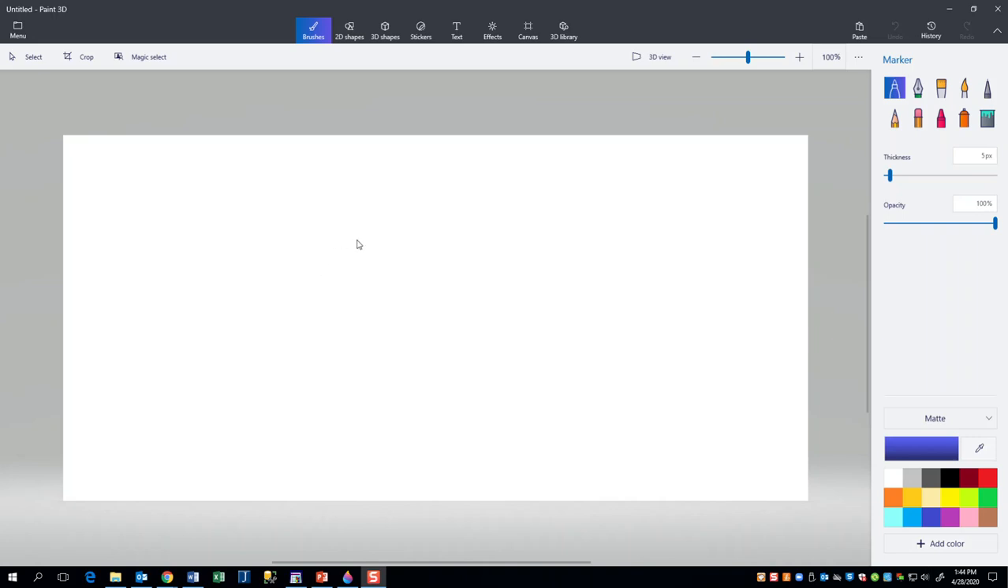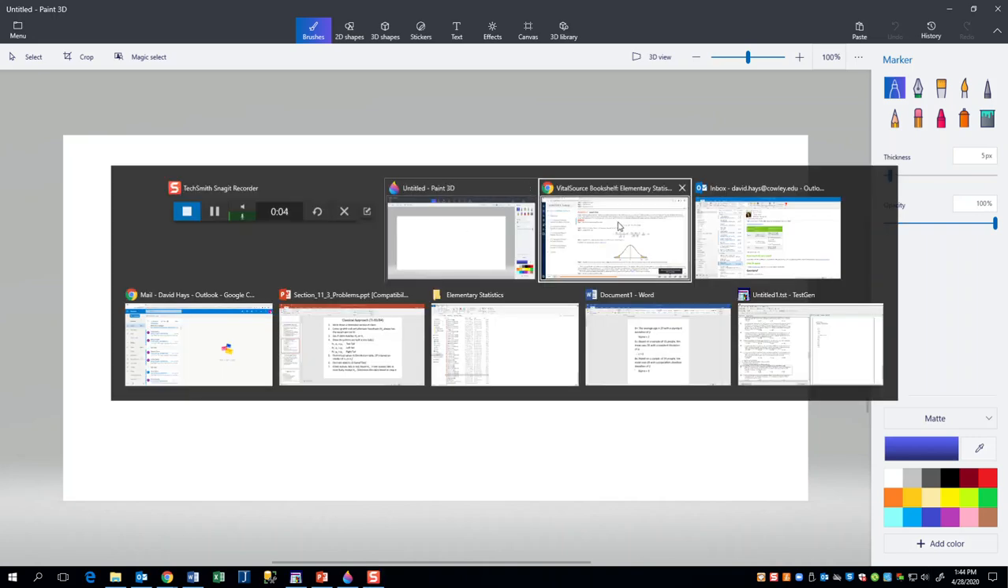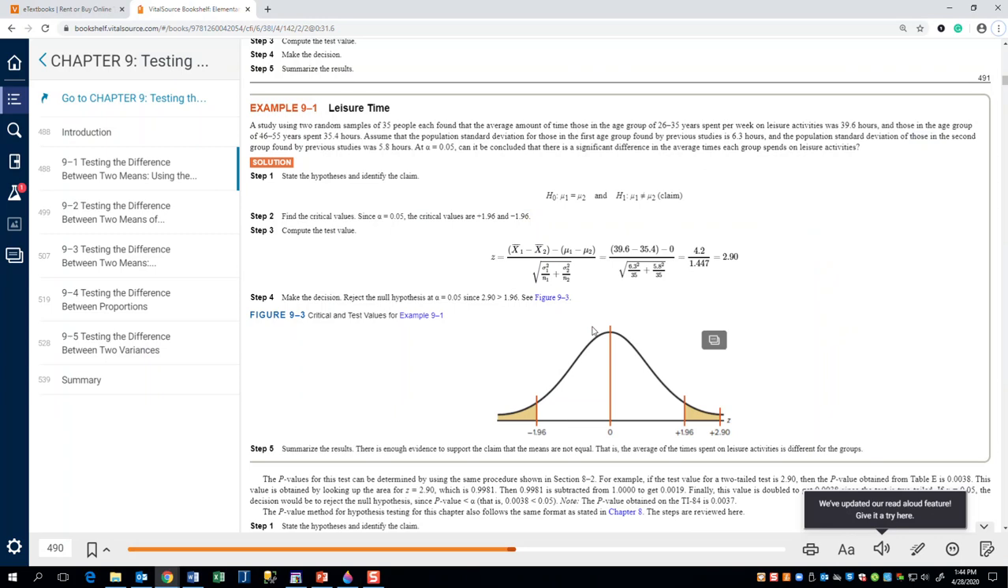Okay, let's take a look at an example, and I'm going to choose one out of the book because I haven't done one of these by hand forever. So we'll see how this goes. Okay, example 9.1: a study using two random samples, 35 people, and so on. Okay, I'm looking for my claim.